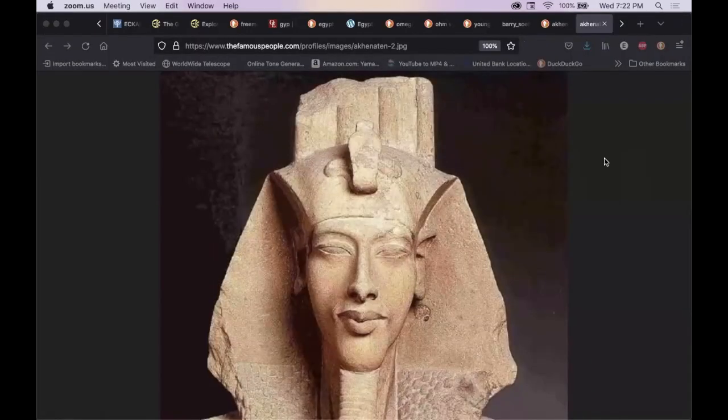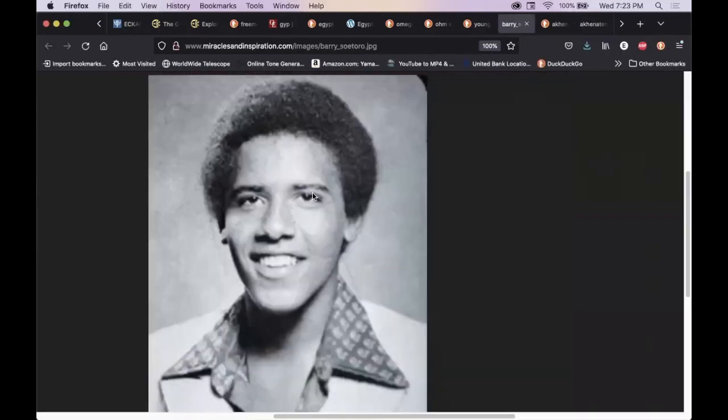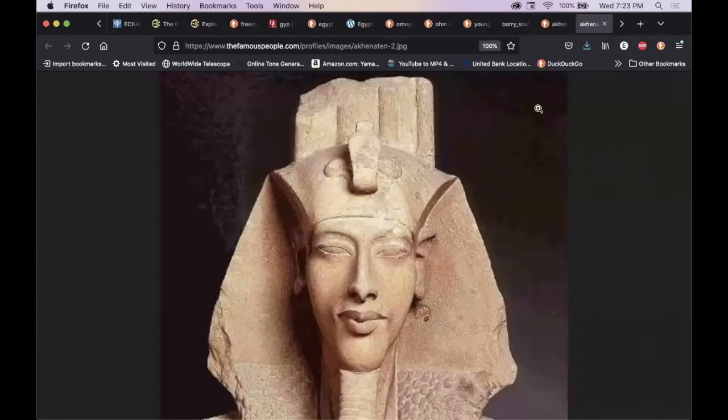Now, you may or may not have heard of how Akhenaten and our famous Barry Soetoro, aka Obama, look eerily similar. This is a younger version of Barry Soetoro, aka Obama, and this is Akhenaten. Akhenaten was the first pharaoh that came about and started claiming that there was only one God. The one God theory suggests that there's only one planet, basically, and that is Saturn, I would suspect anyway.